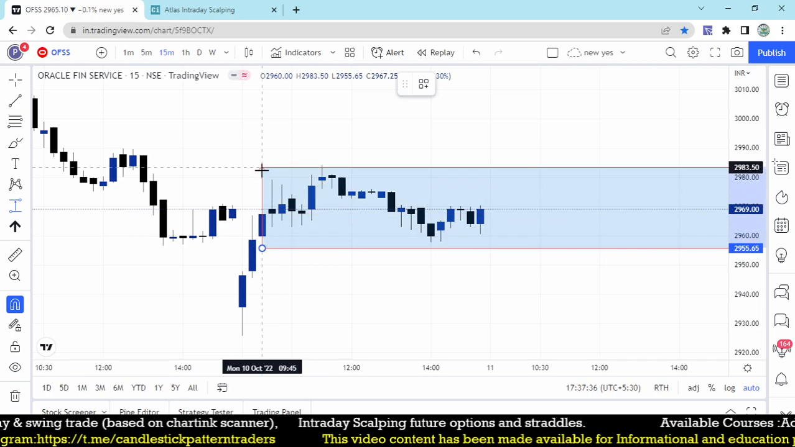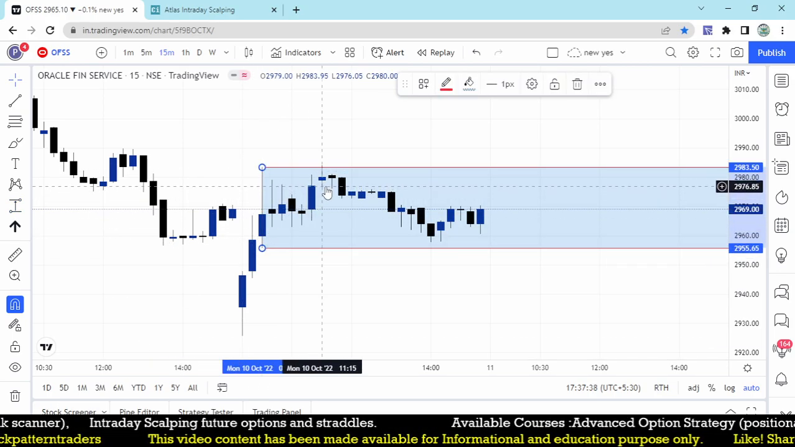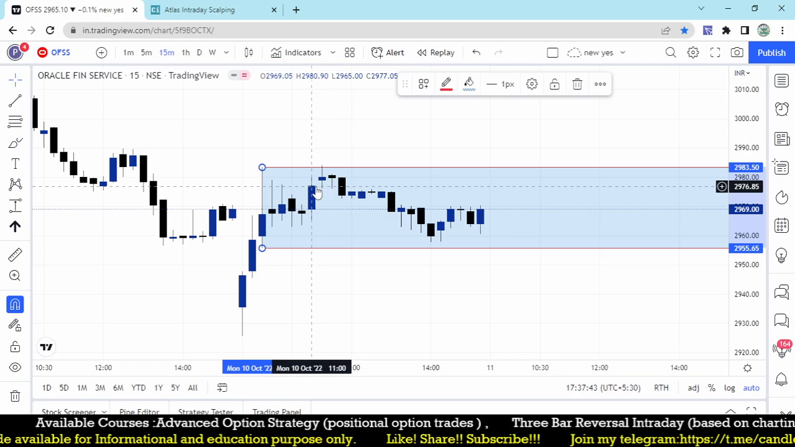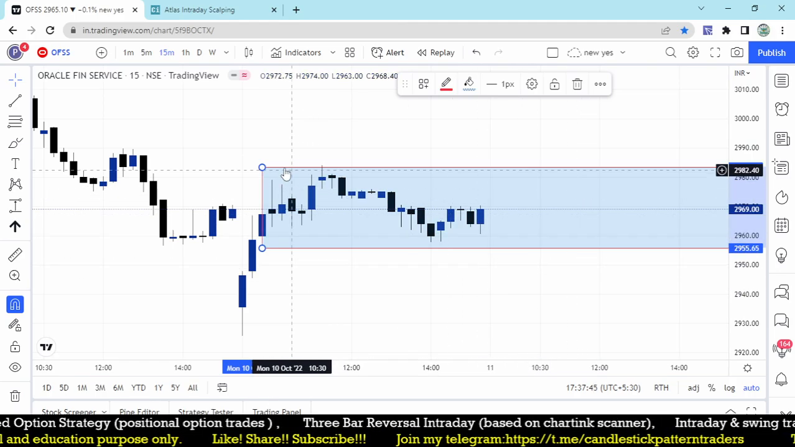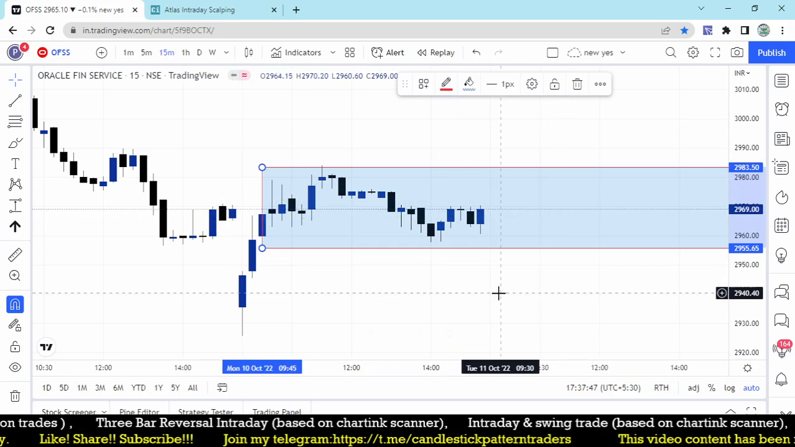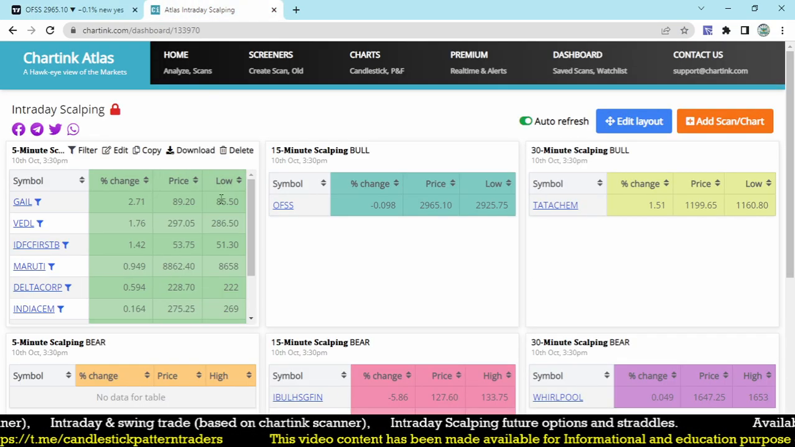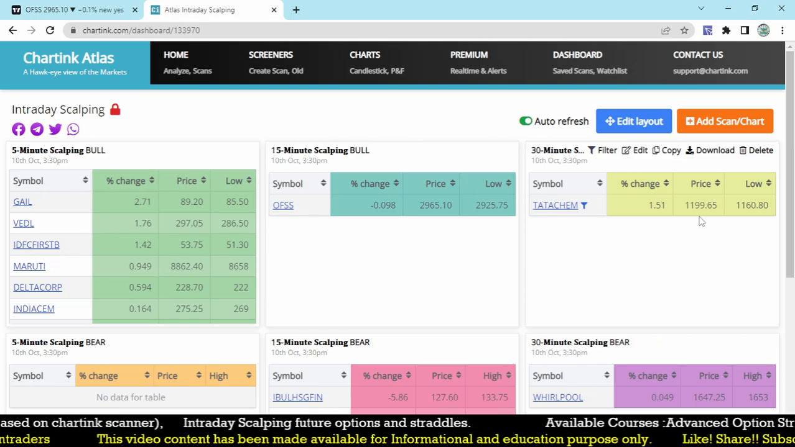Let me go to check it. The entry got triggered at this spike around 2983. Your stop loss would be 2955, and at the end of the day it closed at 2969. There is no stop loss here, and it closed positive. But it is about the 15 minutes time frame where we are focusing. And Tata Chemical, it's about a 30 minutes.